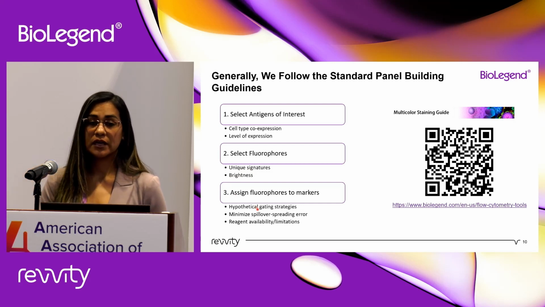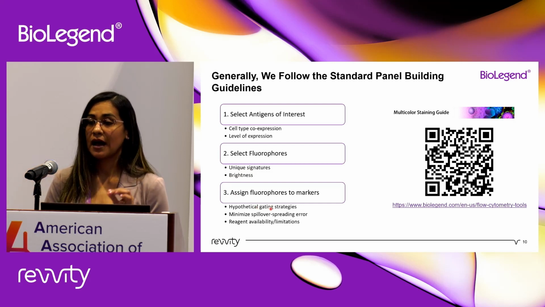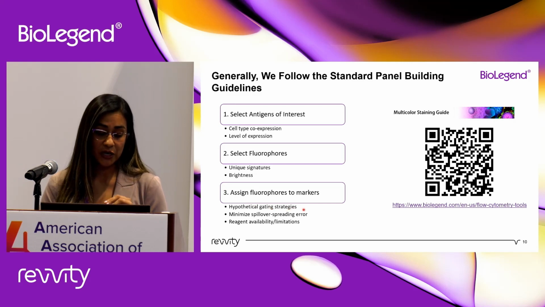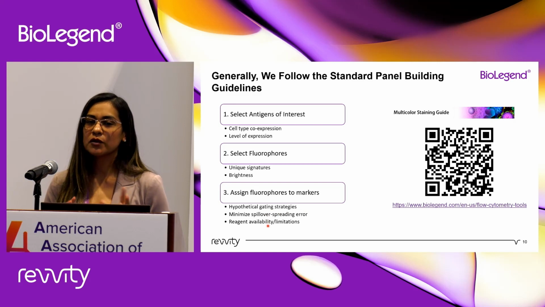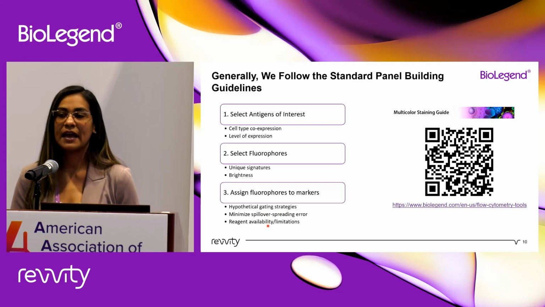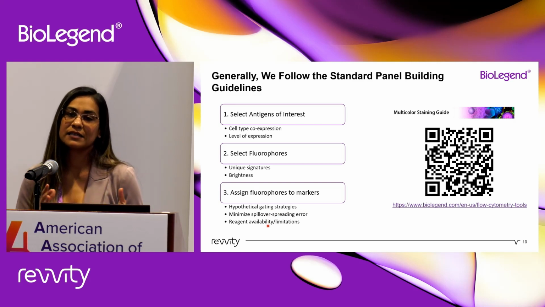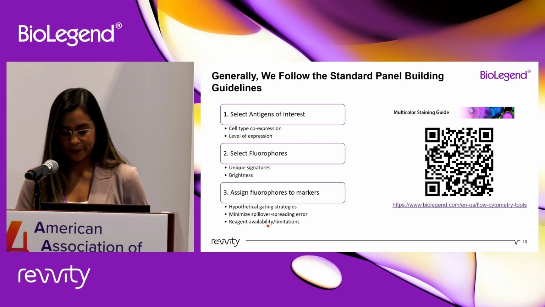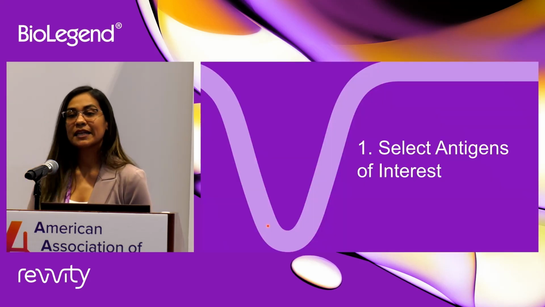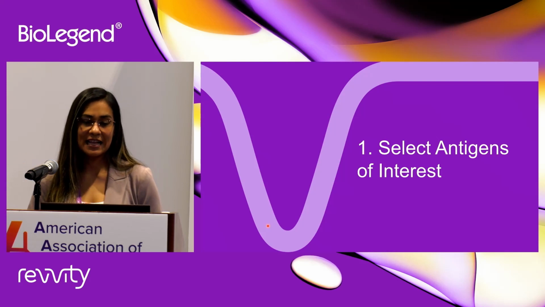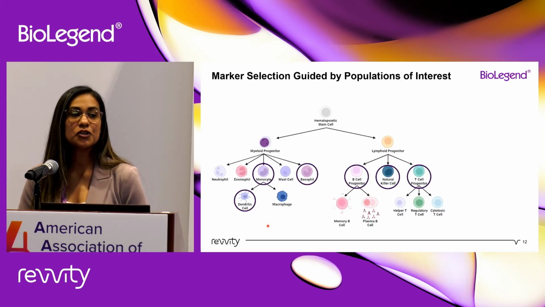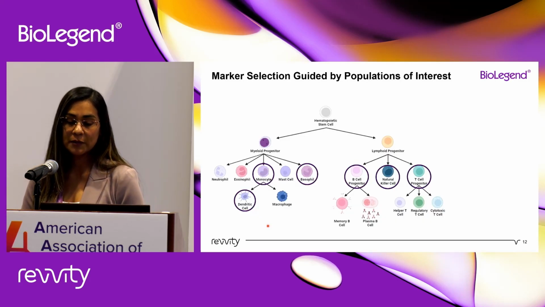And here we have to keep in mind what will be our hypothetical gating strategy to minimize the spreading error. And also we have to consider some reagent availability and some limitations that we may have, such as the cytometry configuration. So let's start building the panel. And first we are gonna select the antigen of interest. As I mentioned before, this is a human general phenotyping panel.